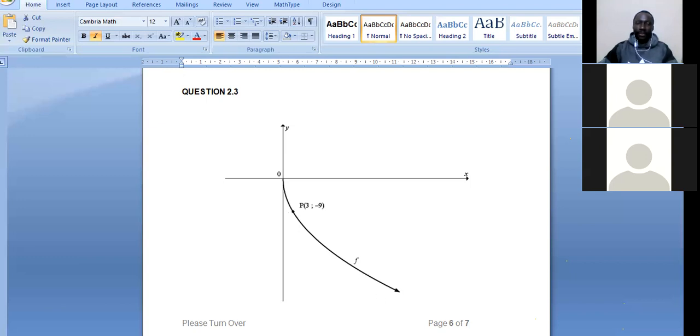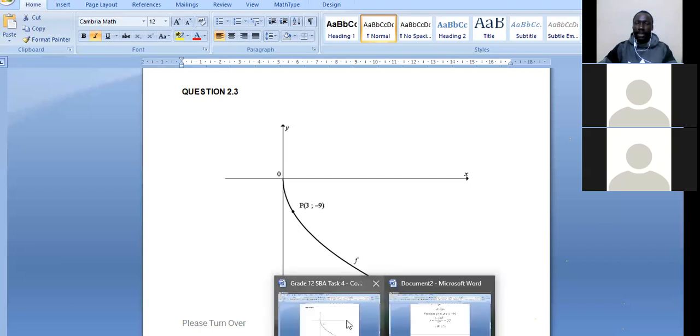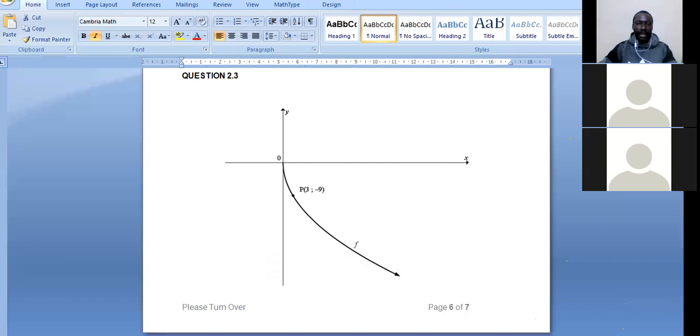Next question. The program I'm using is Microsoft Office, which does not have the graphics for drawing. So I'm just illustrating for you so that you see how you can go ahead and sketch it. Those points, the intercepts and two more points, have been adequate for us to sketch the graph.